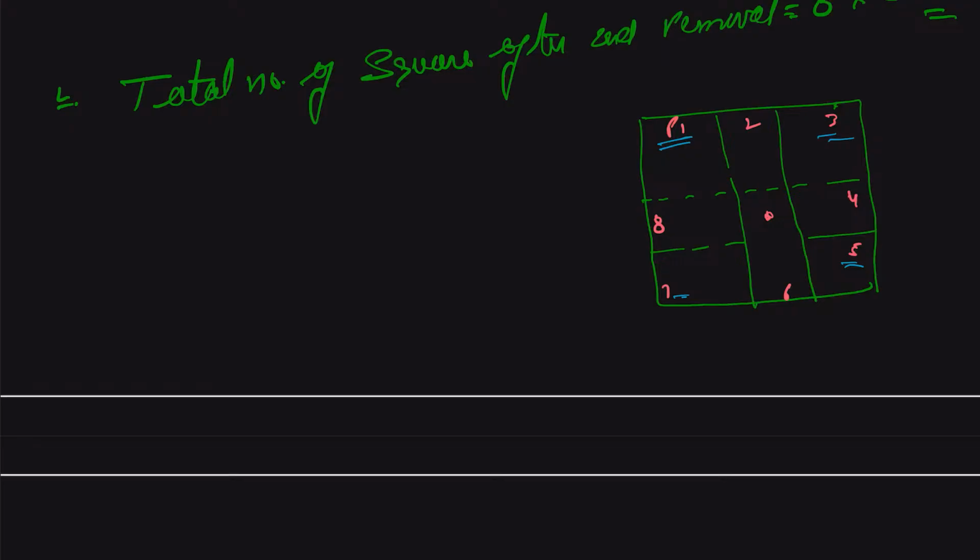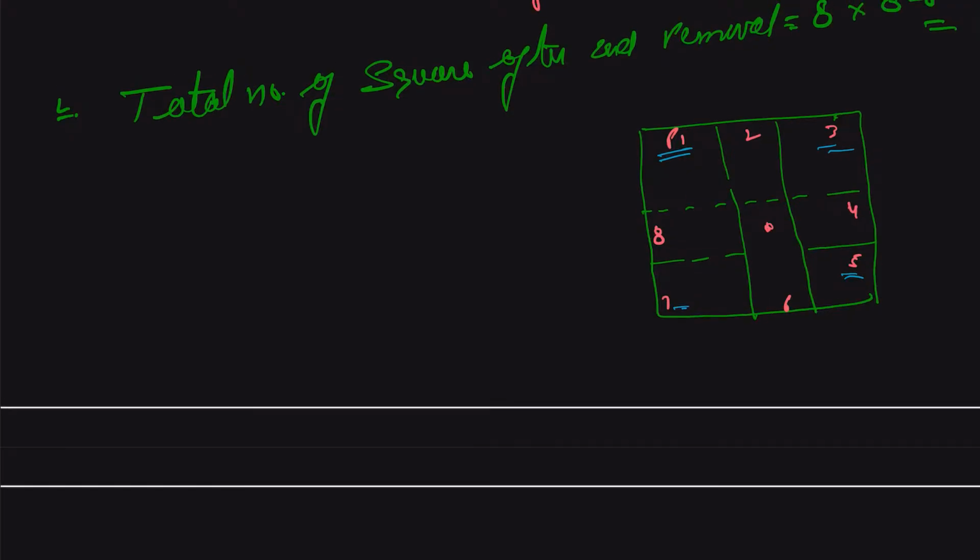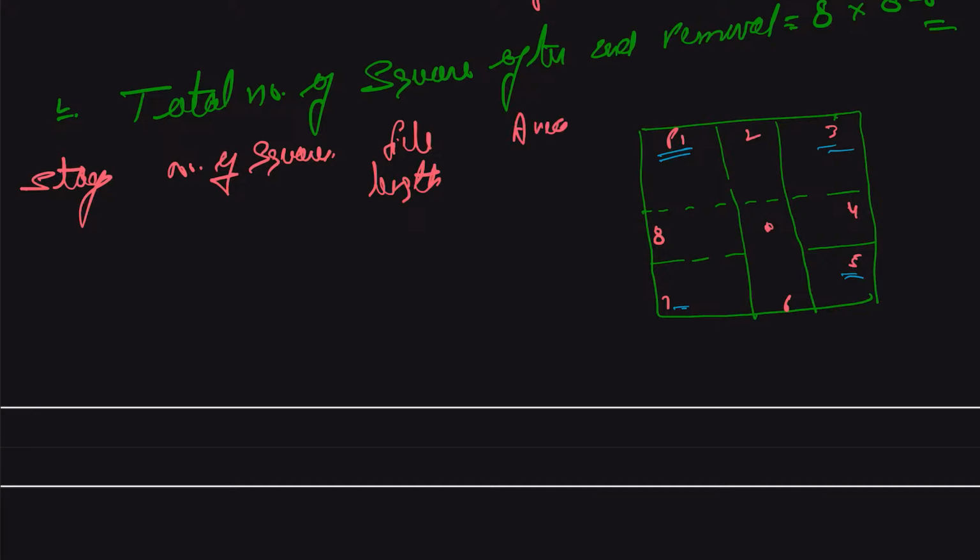Based on this we can find out the side length of each square as well as the area per square. Okay, that we can easily find out. Suppose our stage is 0, where no square is removed. So we tabulate the stage, the number of squares, the side length, and then the area per square.